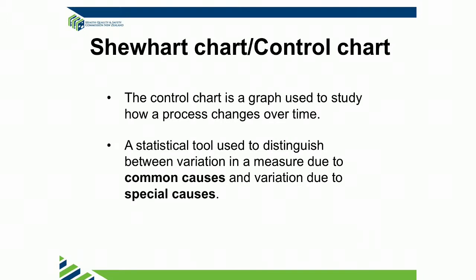Now this is a bit more sophisticated than the run chart. Right? So what are these charts? It's the same as a run chart. It shows the process change over a period of time, right? And it's a statistical tool to distinguish between common cause variation and special cause variation, right? So that's the same purpose with both the graphs.